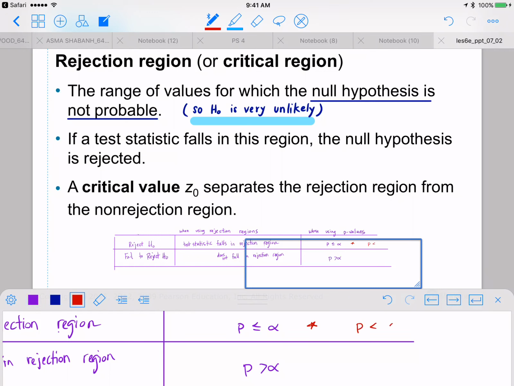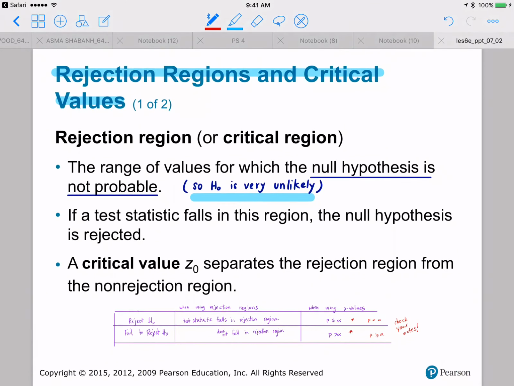Let me actually double check that. I'm going to put a star by it. It might be p is less than alpha and p is greater than or equal to alpha. So check your notes to see, but it's either one of those two options. Okay. So we have a new decision rule, and the decision rule is very straightforward. You're essentially looking at if your test statistic falls in your rejection region.